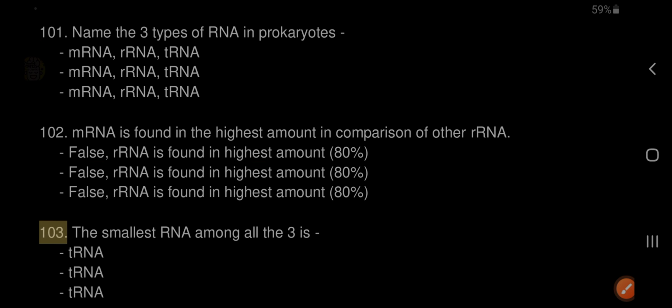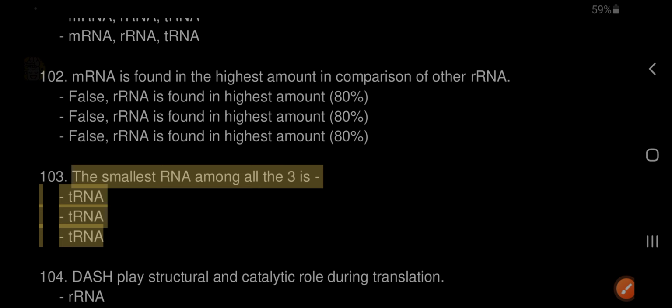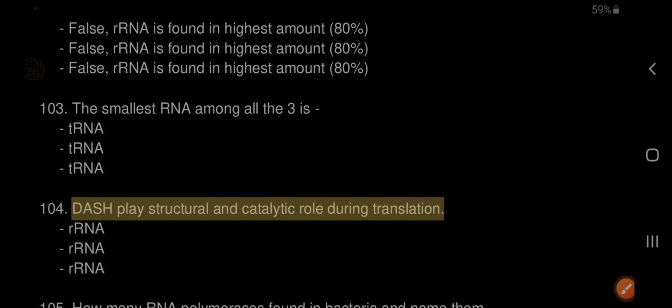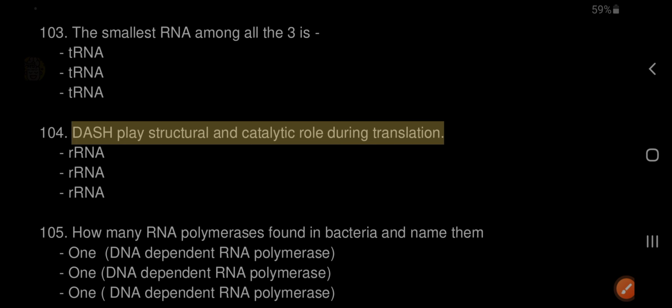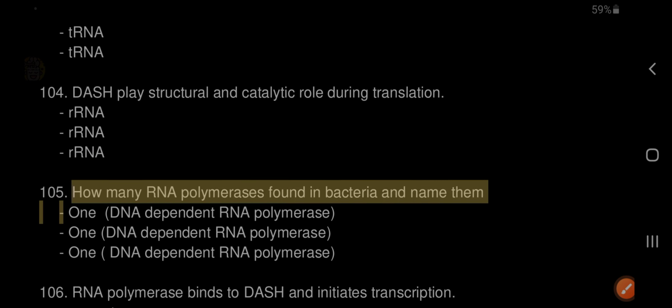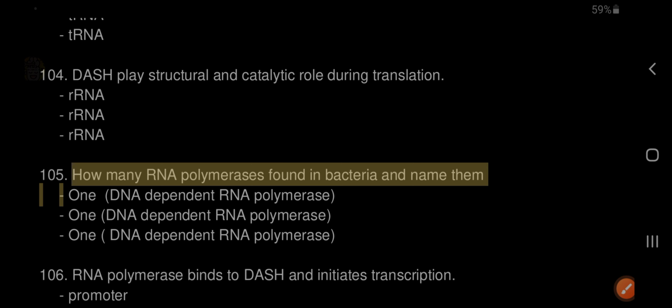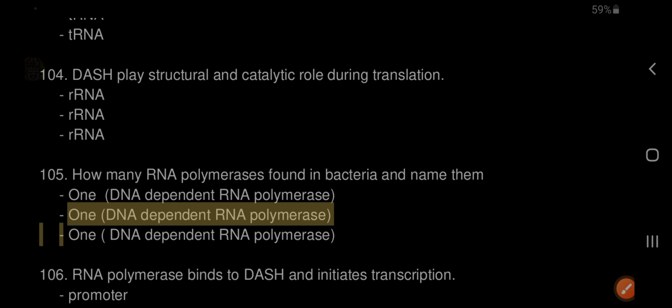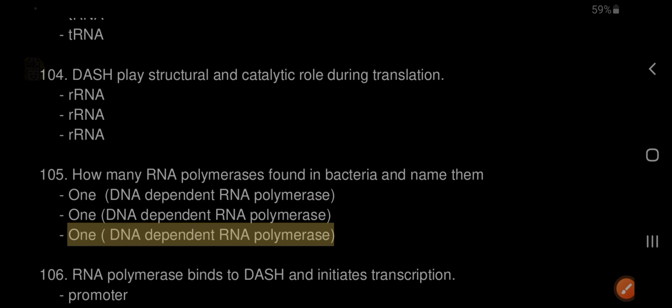103. The smallest RNA among all the three is tRNA. 104. Dash plays structural and catalytic role during translation. rRNA. 105. How many RNA polymerases are found in bacteria and name them? One, DNA-dependent RNA polymerase.